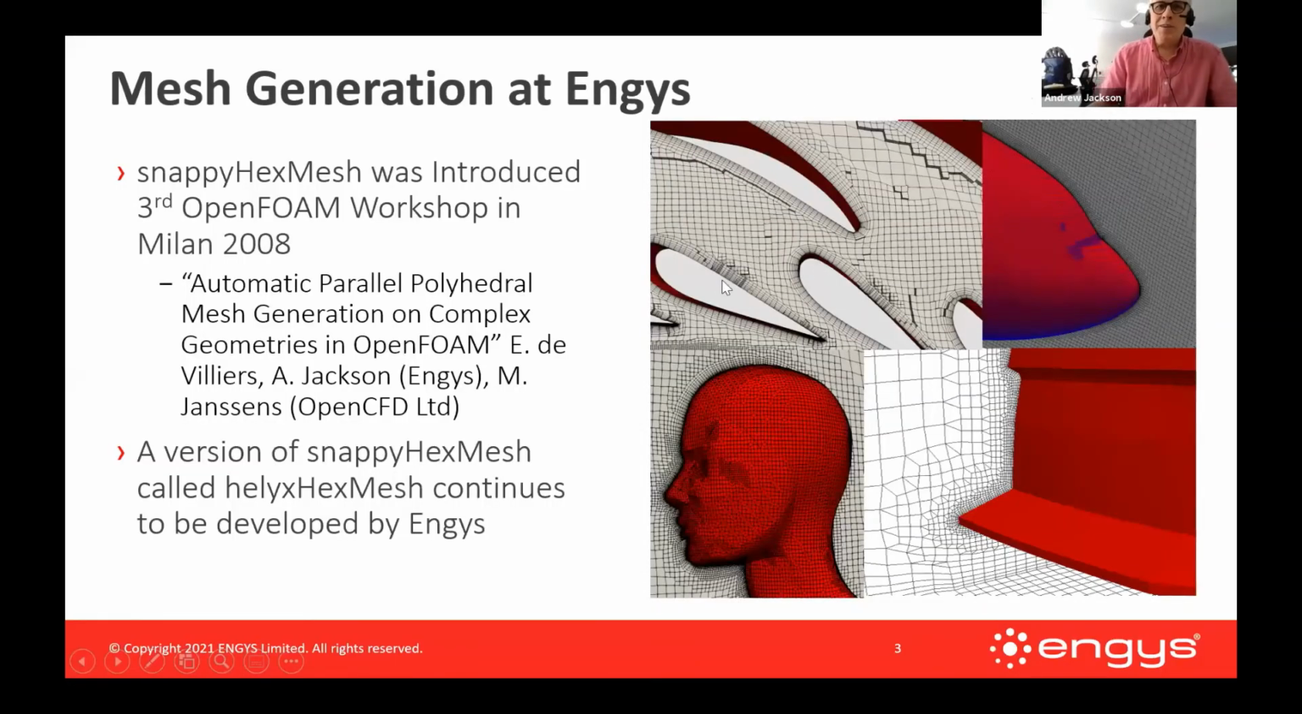So we've worked on Snappy Hex Mesh for quite a number of years. We introduced Snappy Hex Mesh at the 3rd OpenFOAM Workshop, so that was almost 13 years ago. I worked with my colleague at NGIS, Eugene de Villiers, and Matthias Janssen at OpenCFD. Since then, we've worked on a version of Snappy Hex Mesh that we call Helix Hex Mesh that we continue to develop here.